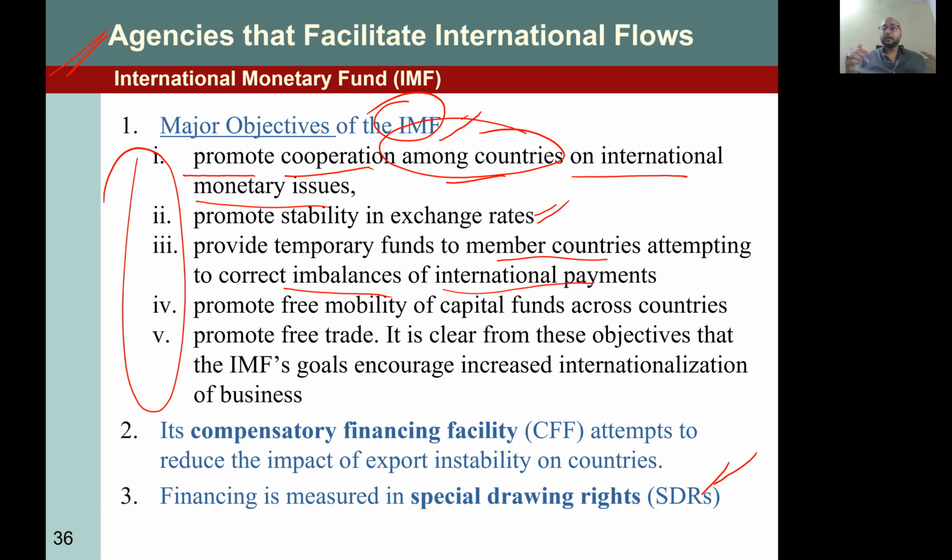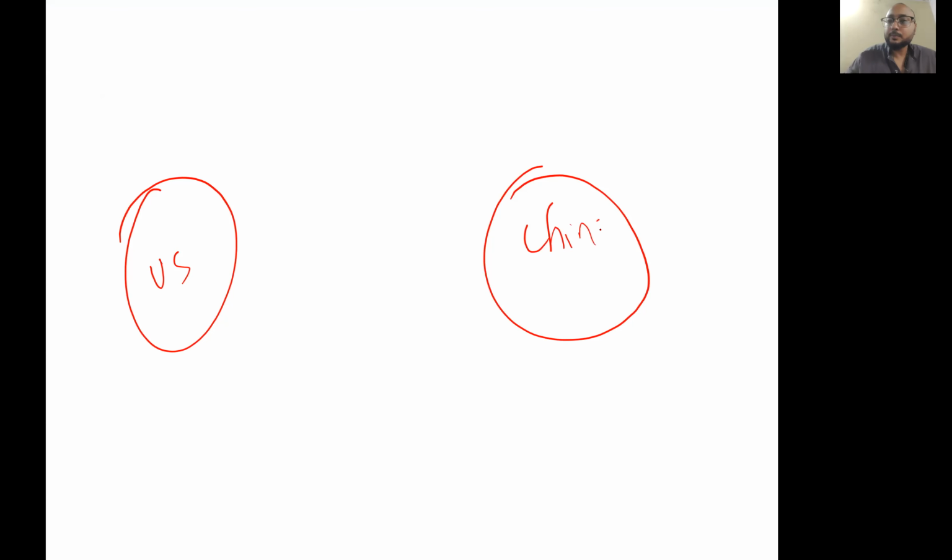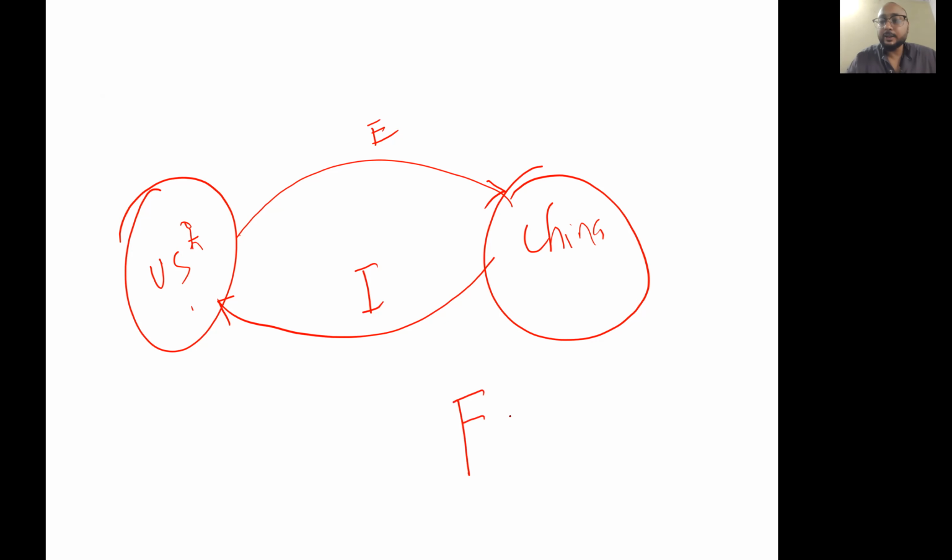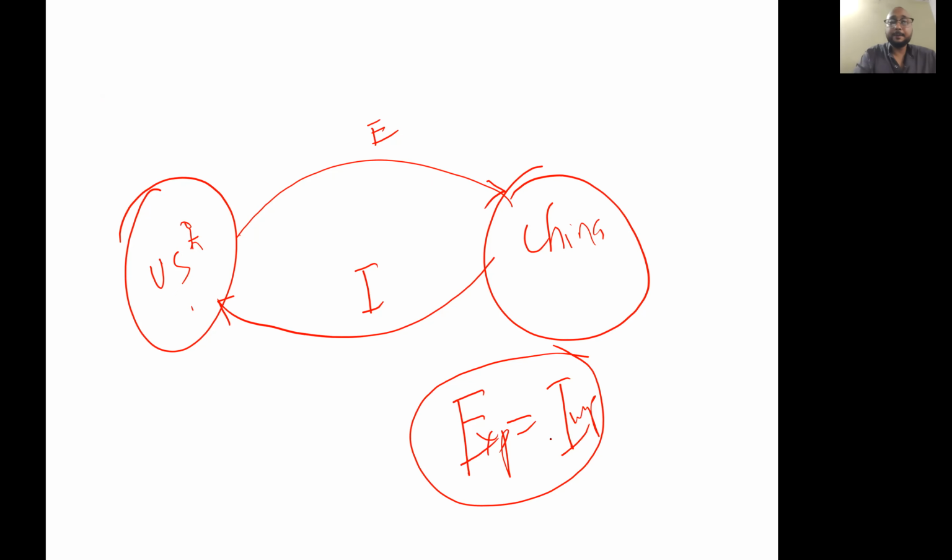For example, if a country is exporting less and importing more. Remember, always fix your point of reference. If you are here, your export is sending goods to China, and your import is goods coming from China. Ideally, imports and exports should be equal. But if exports are less than imports, it means you need to pay in foreign currency to China, so you need to pay more yuan to the Chinese.